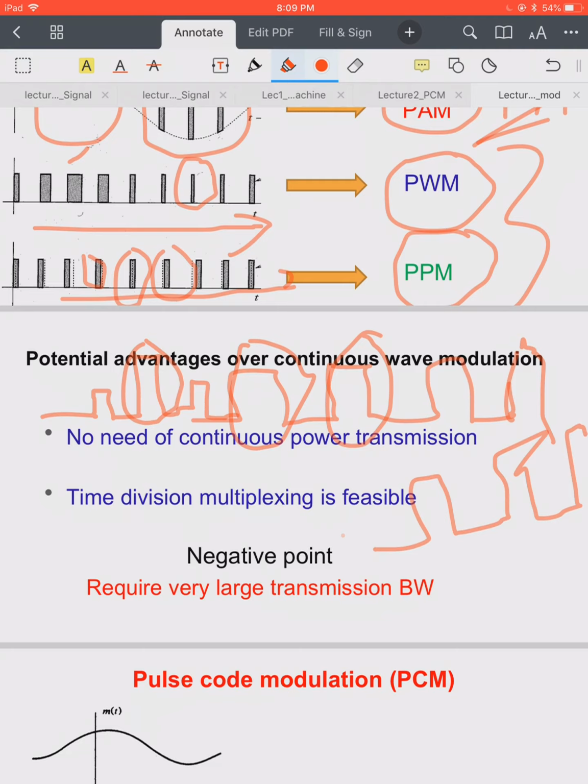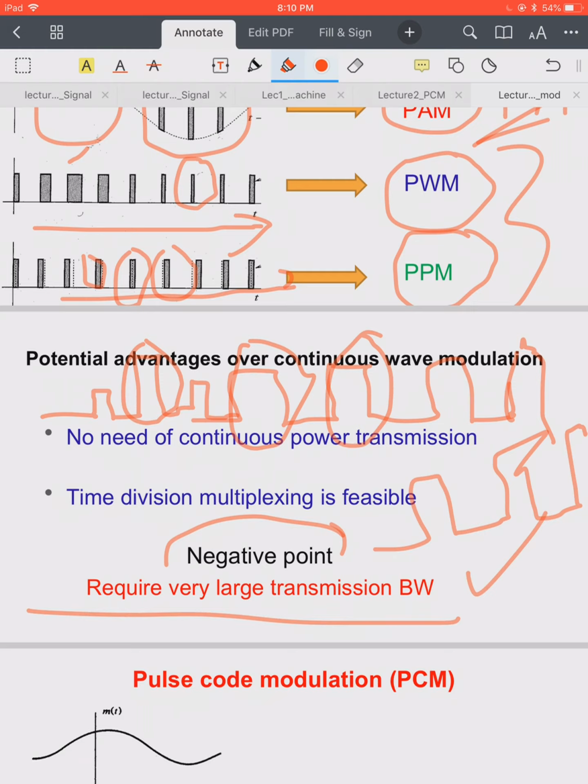modulation system. Okay, but one downside of the pulse modulation system is that it requires a very large amount of transmission bandwidth, compared with the message bandwidth. We are going to discuss this in great detail in the subsequent lectures, maybe not in the next lecture. So this is one point, one disadvantage of the pulse modulation system.